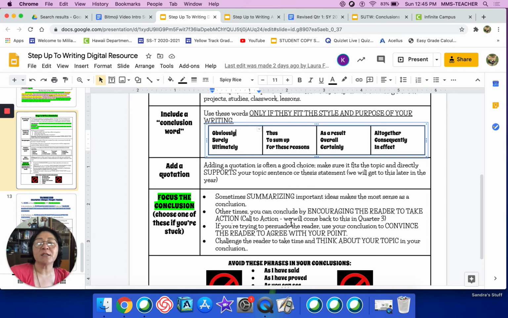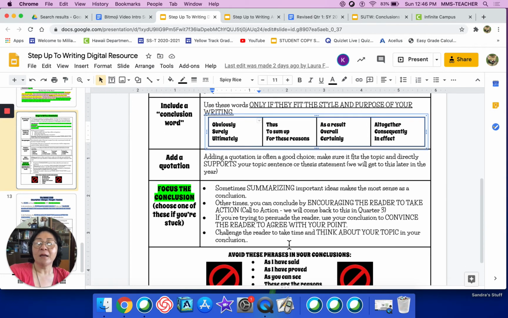Other times you can conclude by encouraging the reader to take action, which we're calling a call to action. And we'll come back to that in another quarter as well, quarter 3. If you're trying to persuade the reader, use your conclusion to convince the reader to agree with your point. So if you're trying to get them to believe what you believe, then you would focus the conclusion on trying to convince the person who's reading your paper to agree with you. And the fourth focus would be challenge the reader to take time and think about your topic in your conclusion. Okay?